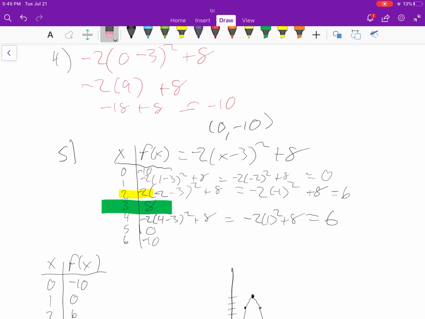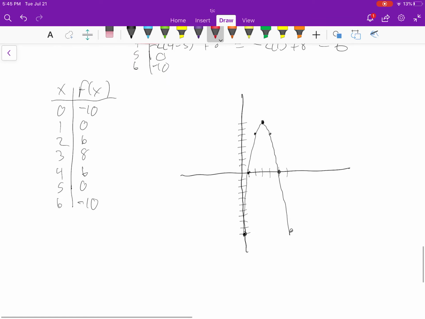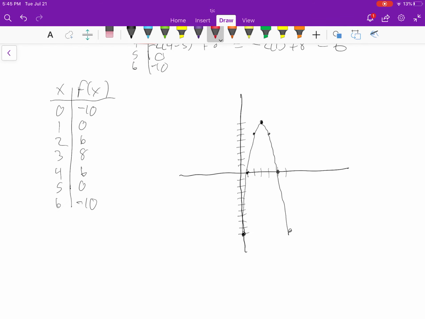Then I do my t-chart. When I'm doing my t-chart, I put the vertex in the center and then go up or down by units of 1 and then find the other points and then use symmetry. Because it's symmetric, you only have to find one of the groups, you can label the other. Then I graph it. Okay? So that's graphing a parabola or this quadratic function.